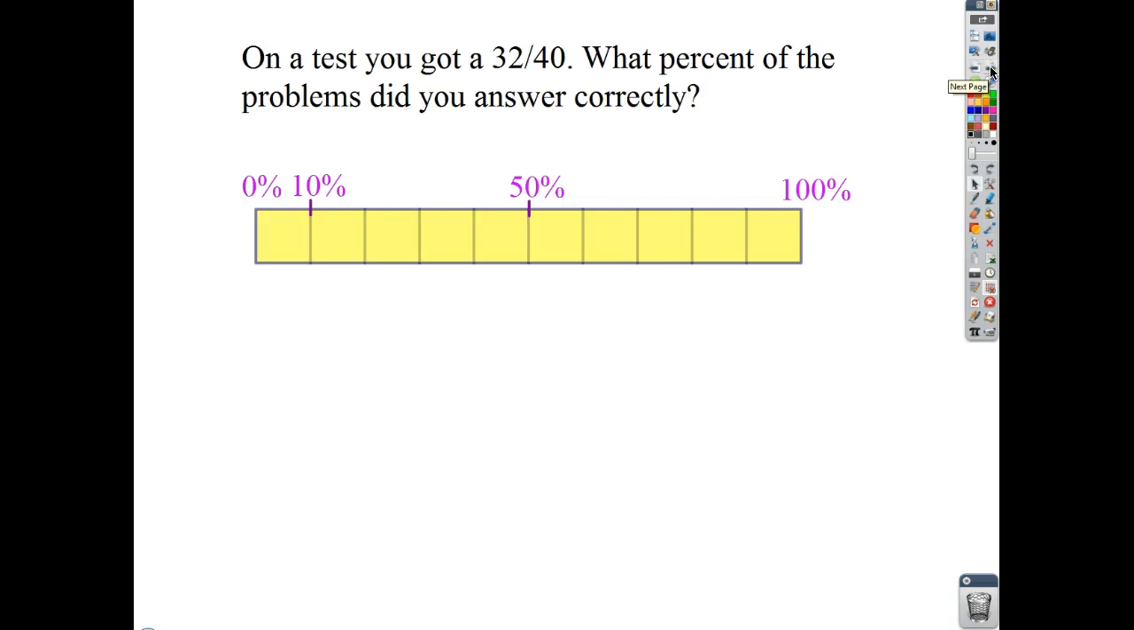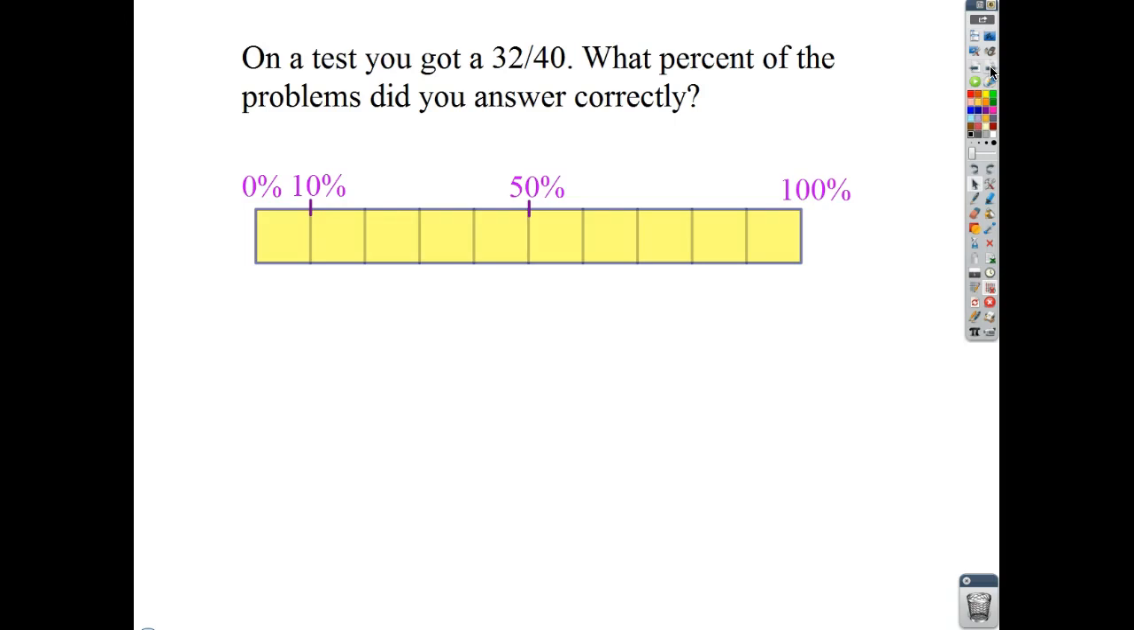On a test, you got a 32 out of 40, meaning out of 40 points, you got 32 of them correct. Or maybe there's 40 questions and you got 32 questions correct. We want to know what percent of the problems you answered correctly. We don't typically do this type of grading in our school currently, but you hopefully are a little bit familiar with it, and if you're not, you definitely will when you get to high school. So why not start now?